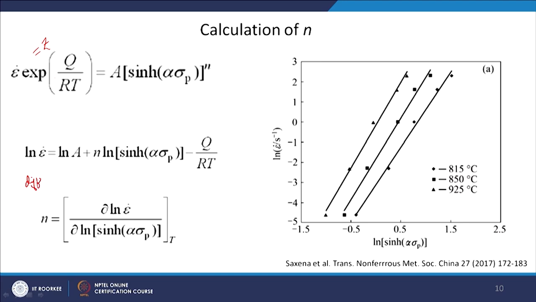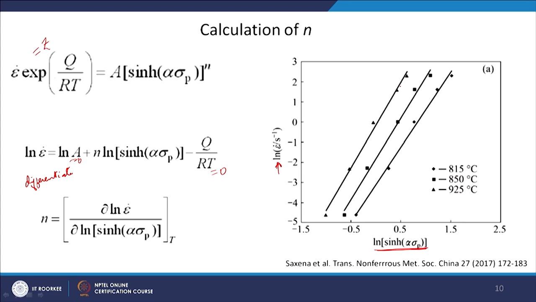If I do a differentiation, this will again become 0, and if I am doing it at constant temperature, this will also be 0 and this will also be 0. So, n will be equal to del ln epsilon dot divided by del ln sinh(alpha sigma p). Now what I am going to plot is ln sinh(alpha sigma p) on the x axis and ln epsilon dot on the y axis.